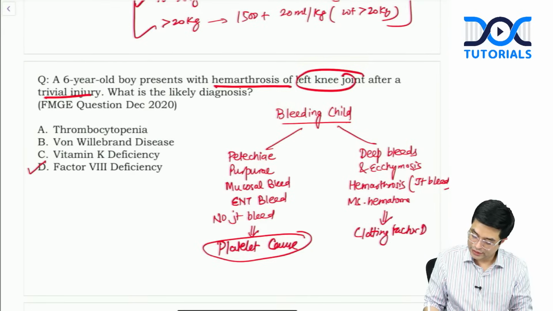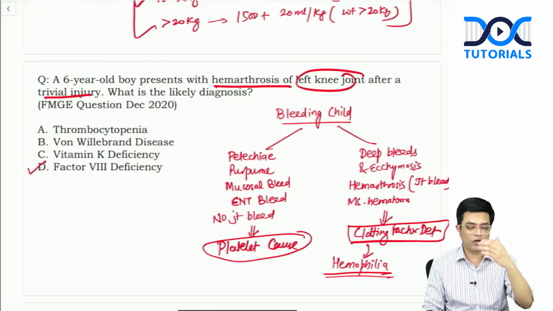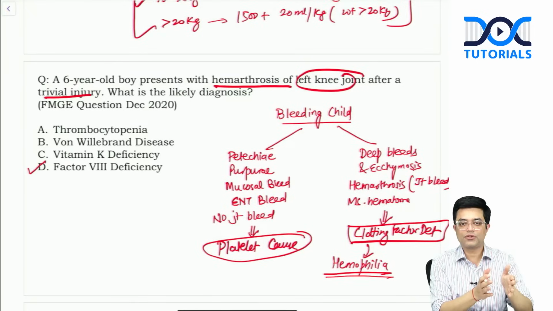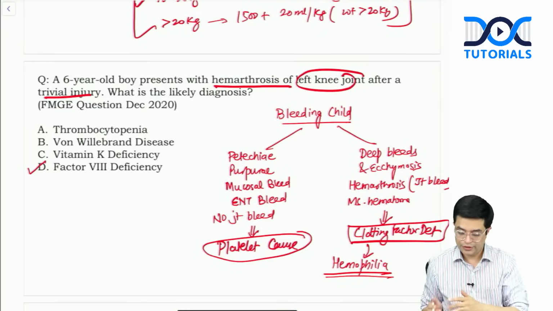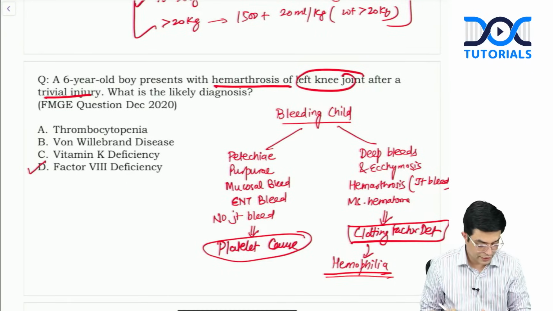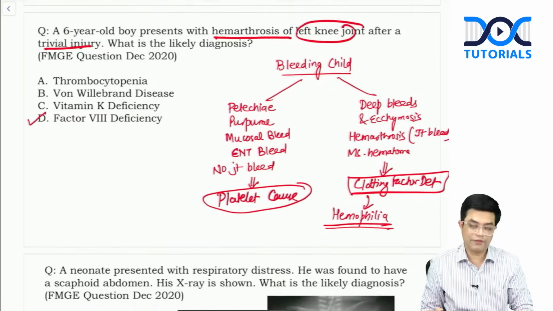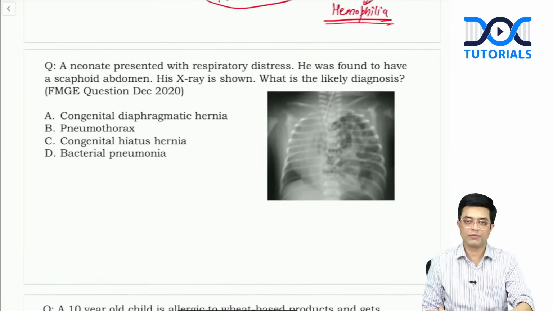In a young child, what will be the most common clotting factor defect? It will be hemophilia. So hemophilia A and B. Hemophilia shows X-linked recessive inheritance, more common in boys. Hemophilia A is caused by factor 8 deficiency, B is caused by factor 9 deficiency, right? So the answer to this question is D, that is factor 8 deficiency. If anything is missed out, you can always ask me again.